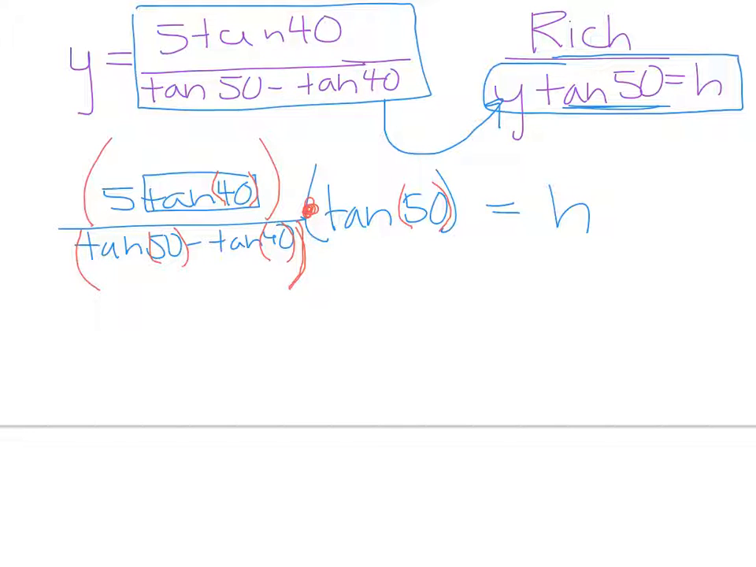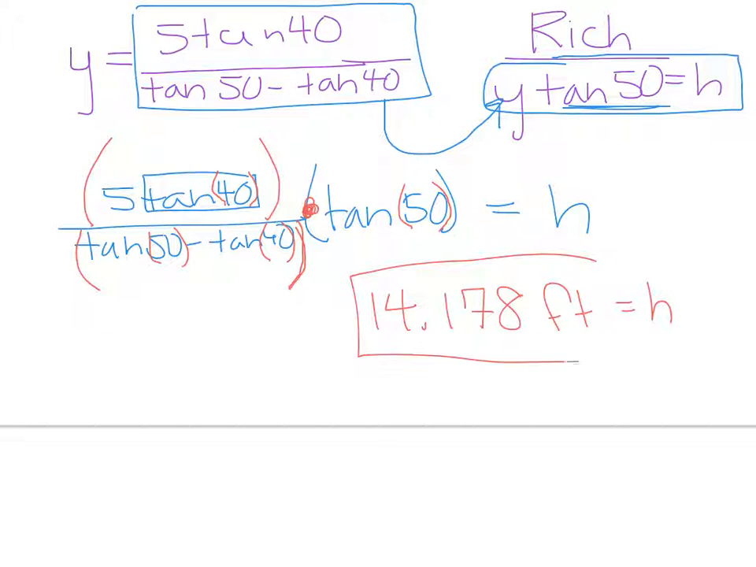So hopefully you've been practicing as we've been putting these in class together to see if you can get these same values. And the answer that you get here for h should be about 14.178 if we round appropriately. I believe the units were feet. And that is the height of the disco ball.